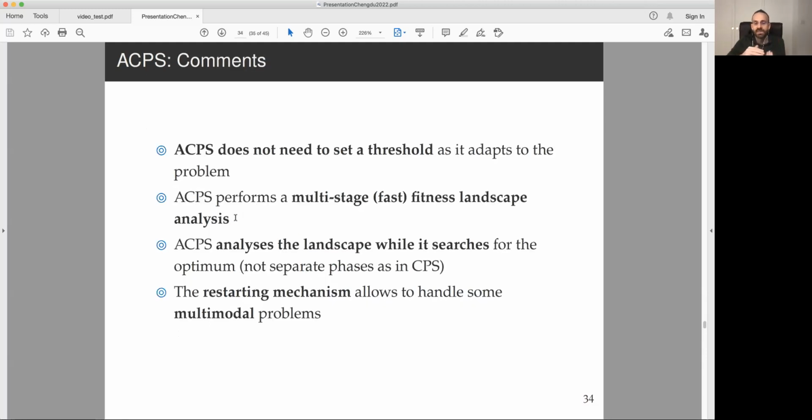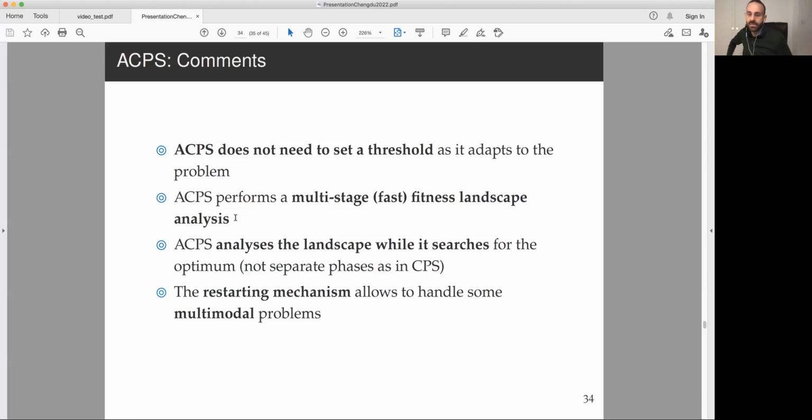And so the comments are, we definitely do not need a threshold, because we are simply using as a threshold, as in the case before, the best objective function value of the previous local run. We do not need to do any separate fitness landscape analysis, because we are doing it while we are optimizing. So we are efficiently using the computations that are available. And so we can see that ACPS analyzes the landscape while it searches for the optimum.